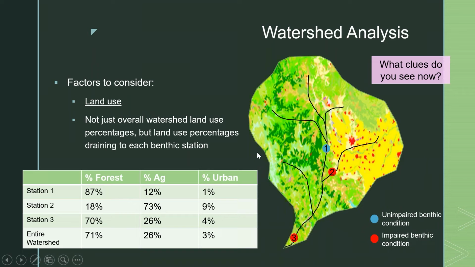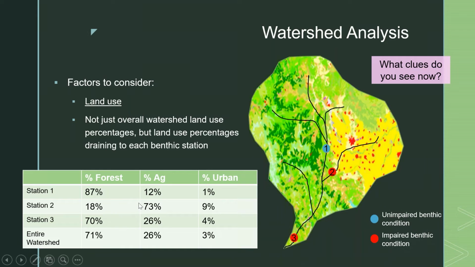Now, one of the things we really would like to do is not just have overall watershed land use information, but we would like to have land use information specific to what drains to each of those benthic stations. So in this case, this figure down in the bottom left shows station 1, how much forest, how much ag, how much urban drains to this location. Well, as we can see here, it's mostly forested, right? Well, that kind of explains why station 1 is likely unimpaired.